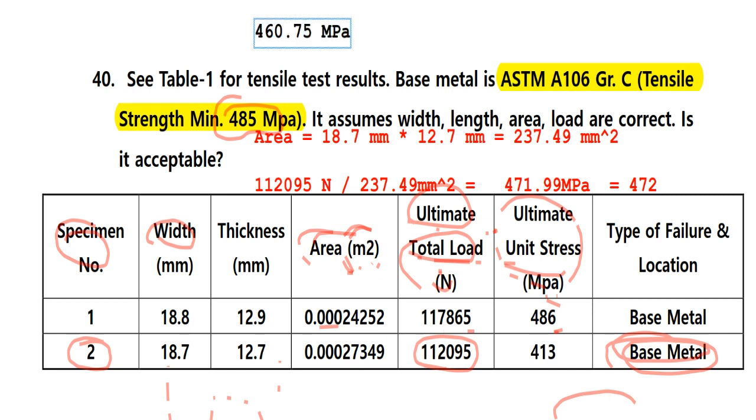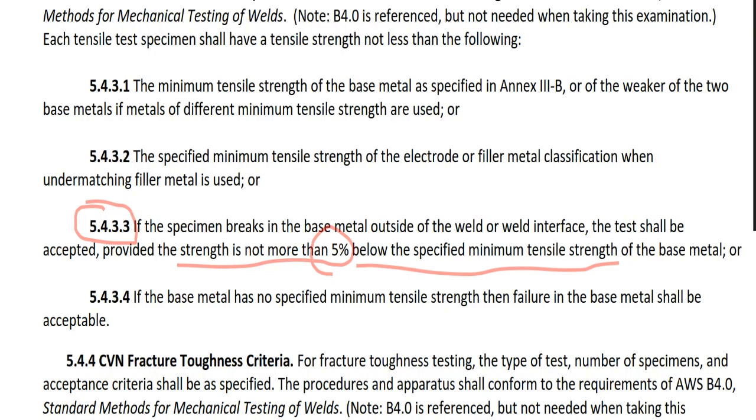But the tensile test value here is 472, which is bigger than 460.75. So this test number 2, specimen number 2, is also acceptable. This is how you calculate the tensile strength load and tensile strength acceptance criteria. A little bit complicated, but if you practice it continuously again and again, it's not that difficult.